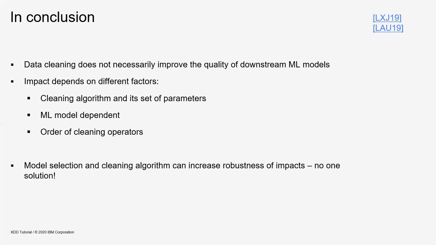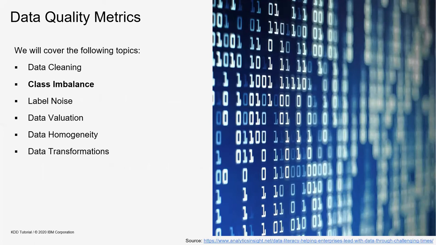Moving forward, we spoke about data cleaning, and within that, we did call out the problems of label noise and data homogeneity and transformation. So this is what we will discuss in the upcoming sections. But before we go there, we will spend a little bit of time on the class imbalance problem.